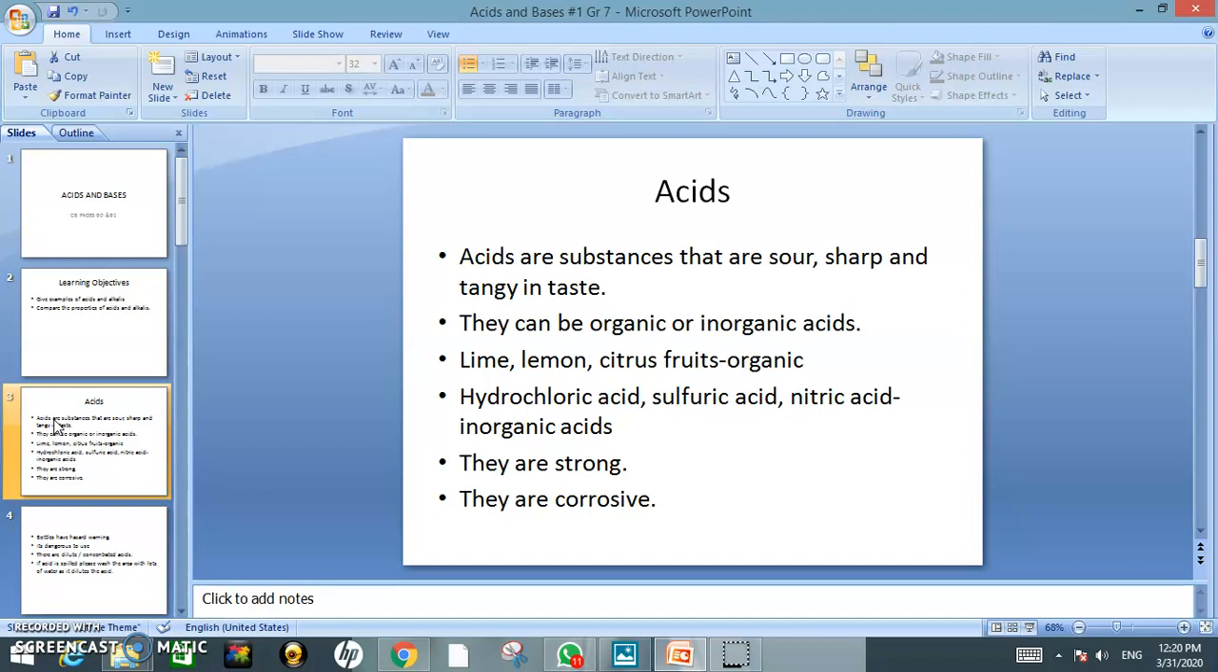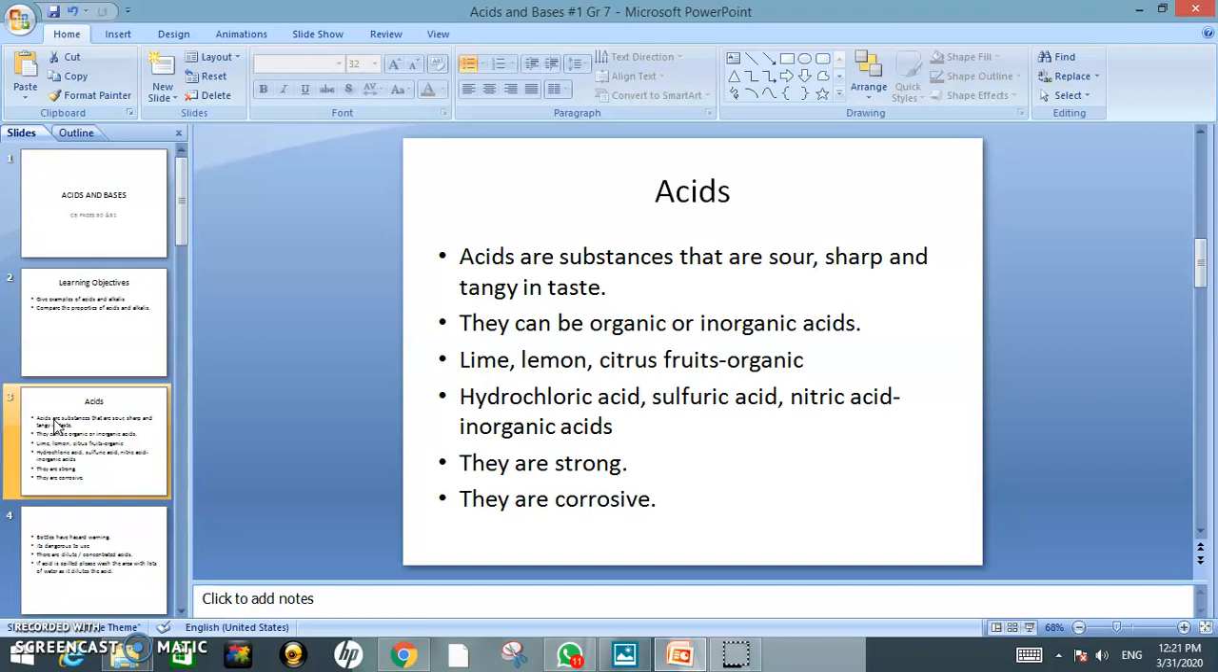Now, they can be organic or inorganic acids, as I told you before. Organic means anything that is made up from living things. Inorganic is just the opposite. It can be chemically synthesized or chemically made. Yes? Now, so if I give you the examples of lime or lemon or citrus fruits or let's say tamarind, any of these, they are organic acids.